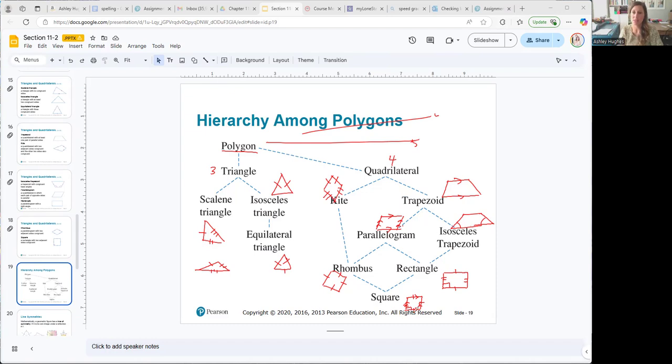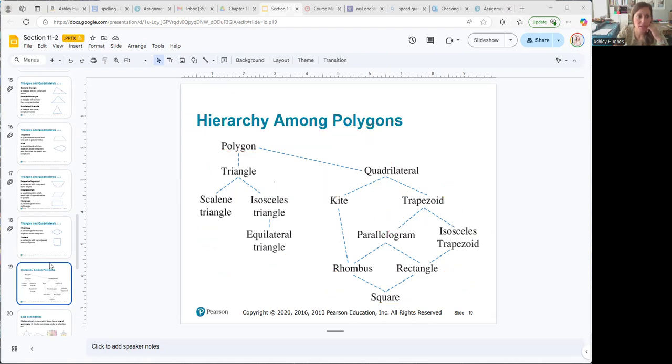Is it isosceles? Yes, because the base angles are congruent. Is it a rectangle? Yes, it has a 90-degree angle. Is it a rhombus? Yes, because it has the four sides congruent. Is it a kite? Yes, because adjacent sides are also congruent. They happen to all be congruent. So a square actually is all of those terms. Hopefully that makes sense. I know I went through that quickly.